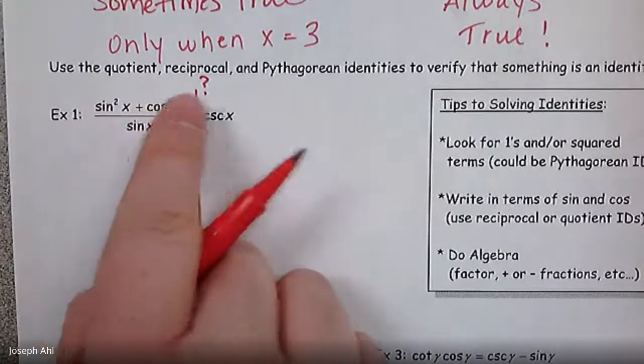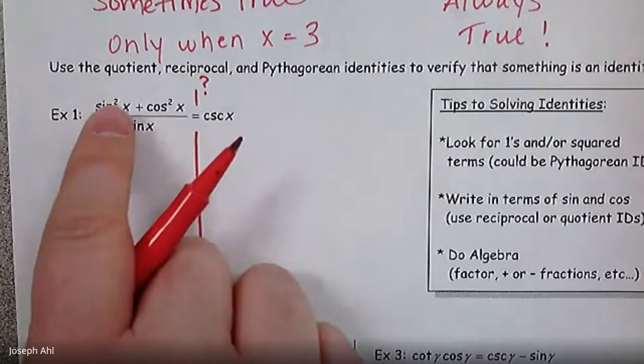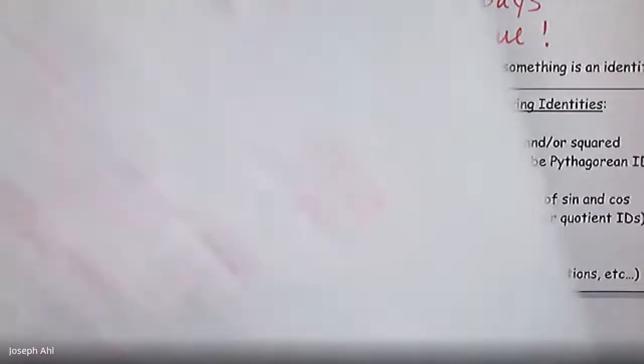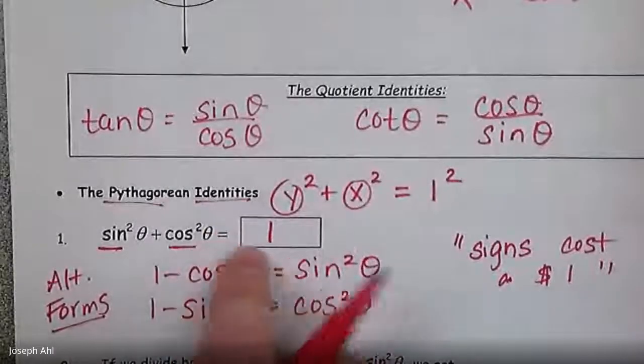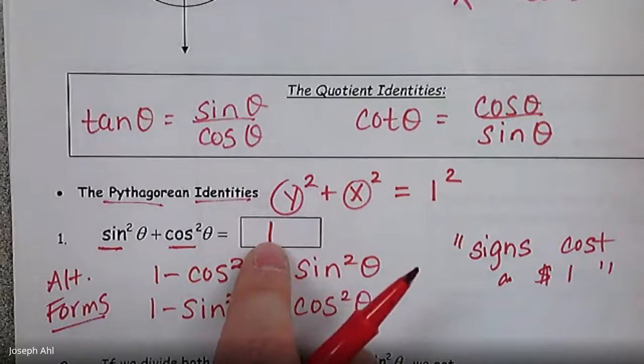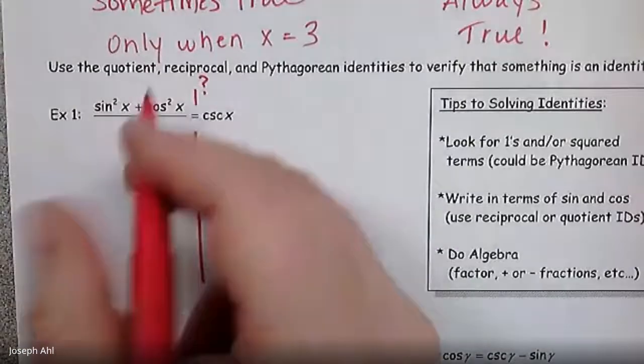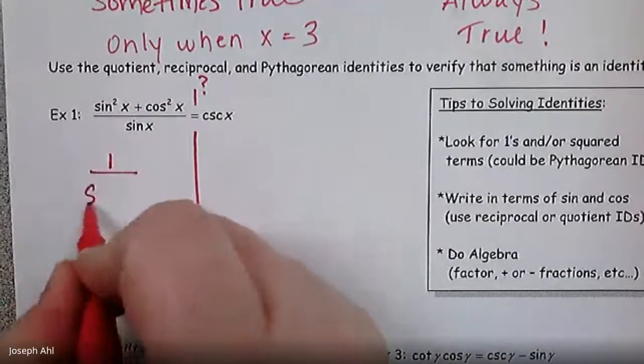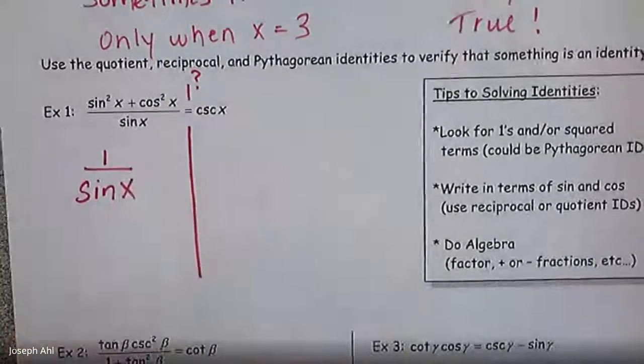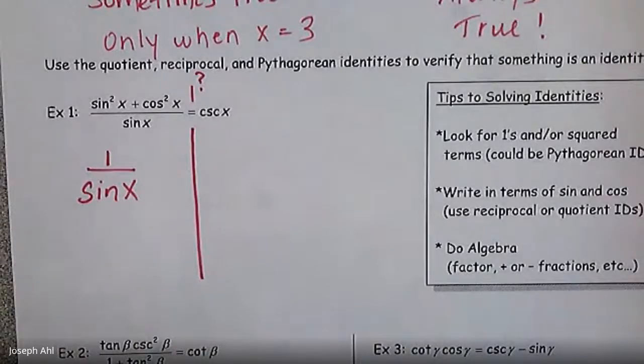Sine squared plus cosine squared equals 1. That is the very first identity. I don't want to say it's the most important one, guys, but it might be. This one comes up all the time, and its alternate forms as well. So if you know that sine squared plus cosine squared is 1, on the left side, change that to 1 over sine x.